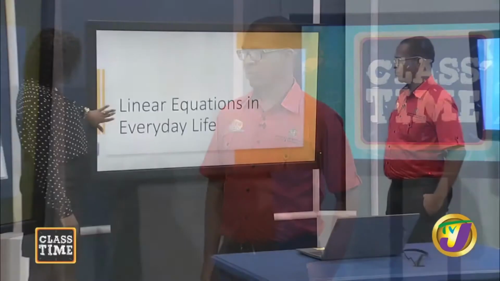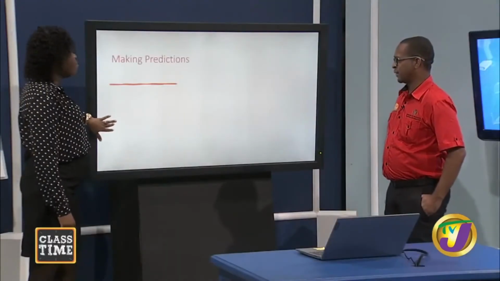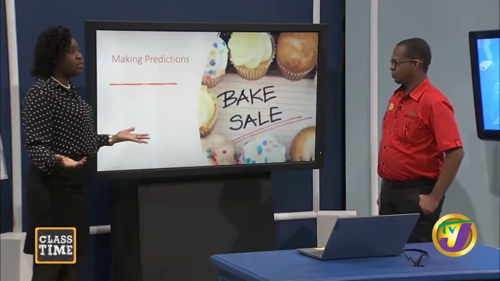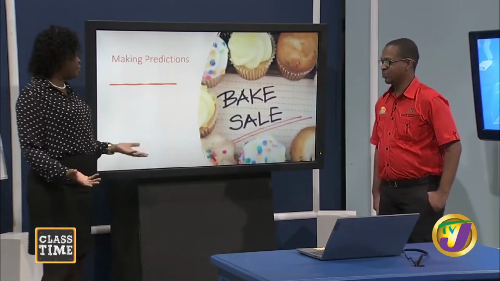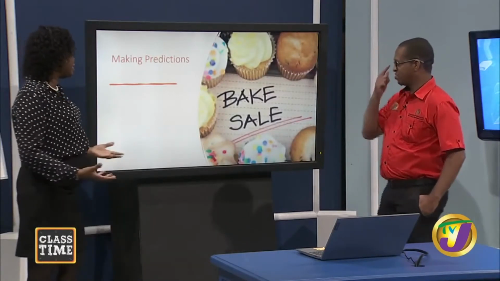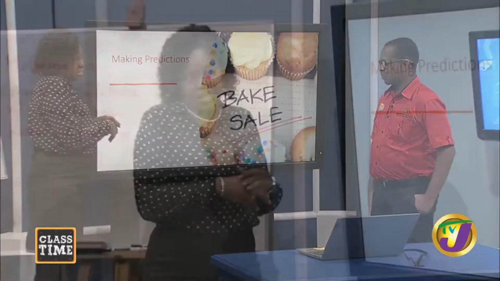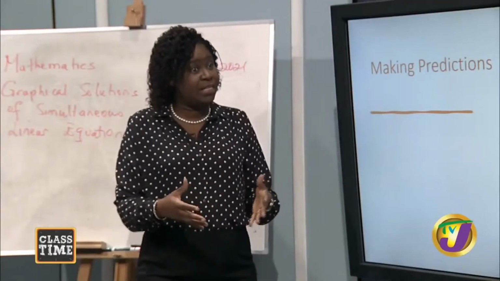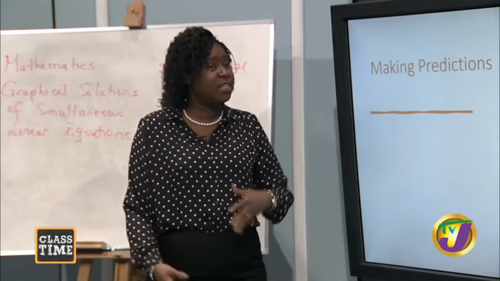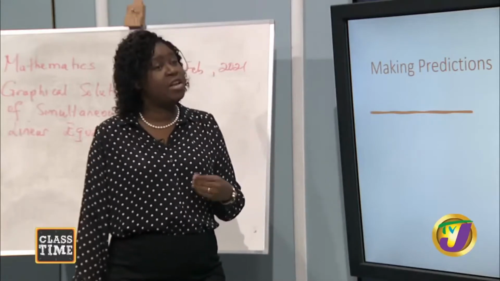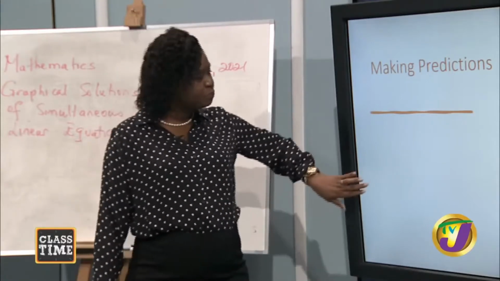All right, let's look at one here. Making predictions. A situation like schools always having bake sales to raise funds to do some activities. Sometimes we need to know how much. For example, the Key Club is going to do a bake sale, and they need to know how much money they would make. So they want to make some predictions to get the amount of money that they would need for the project, in terms of the profit.